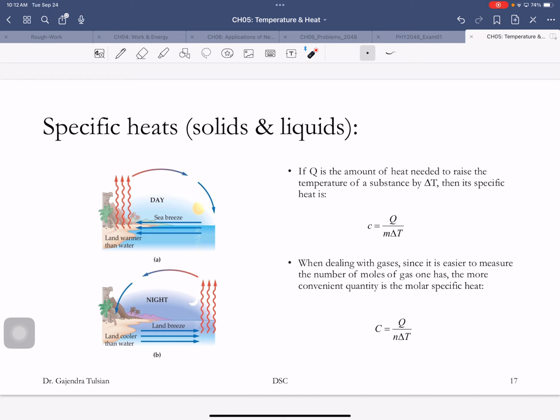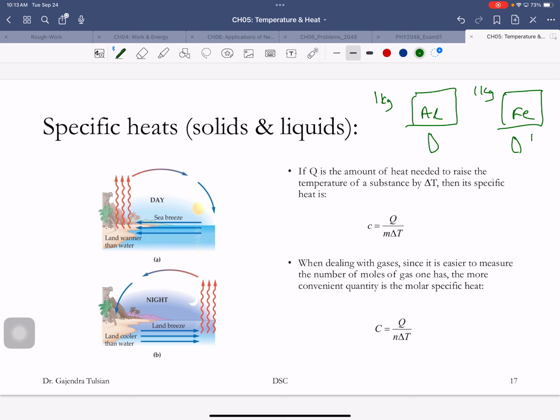All right, now we'll talk about specific heats. All right, so let's say this is aluminum and this is iron. Okay, and we have a kg of both, or a pound of both. Well, we'll take 1 kg of both. All right, I want to raise the temperature by 1 degree Celsius. Will I need the same amount of heat?